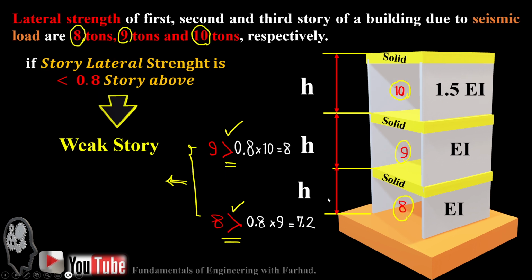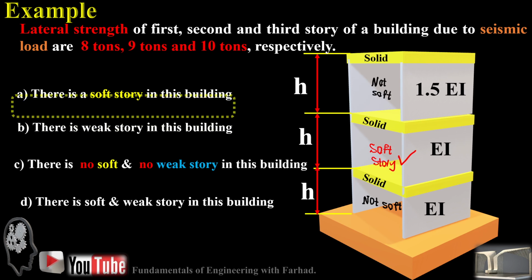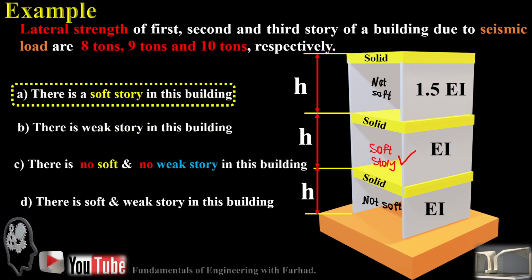Now let's review our problem again. Based on our calculation of lateral strength, there is no weak story in our building, but based on stiffness, we find the second story is a soft story. So the answer is there is a soft story in this building. Answer A is the correct answer.